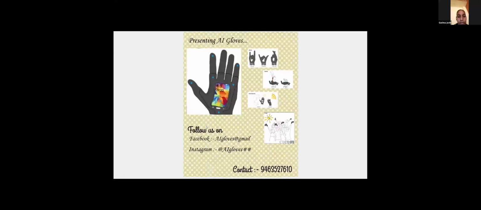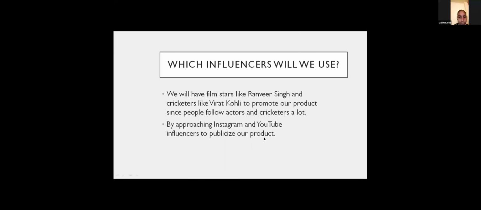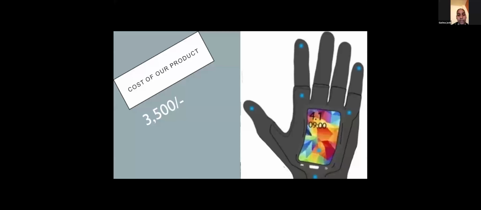This is the present, our AI gloves. Influencers: which influencers will we use? We will have film stars like Ranveer Singh and cricketers like Virat Kohli to promote our product, since people follow actors and cricketers a lot, and we will approach Instagram and YouTube influencers to publicize our product. The cost of our product is ₹3,500.